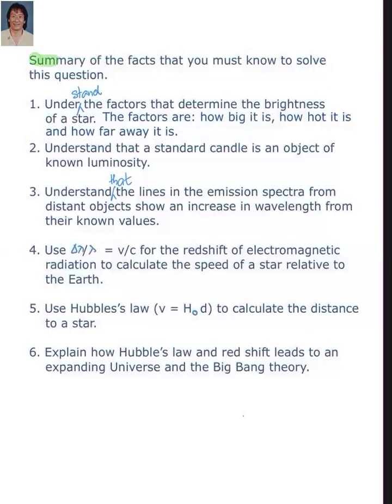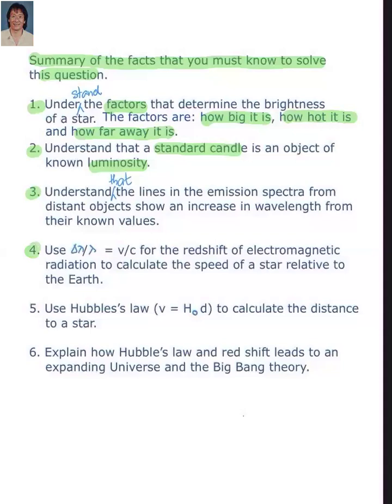This is a summary of the facts that you must know to solve this question. Number 1, you must understand the factors that determine the brightness of a star. The factors are how big it is, how hot it is, and how far away it is. Number 2, understand that the standard candle is an object with a known luminosity. Number 3, understand that the lines in the emission spectra from distant objects show an increase in wavelength from their known values. You must know what this means.